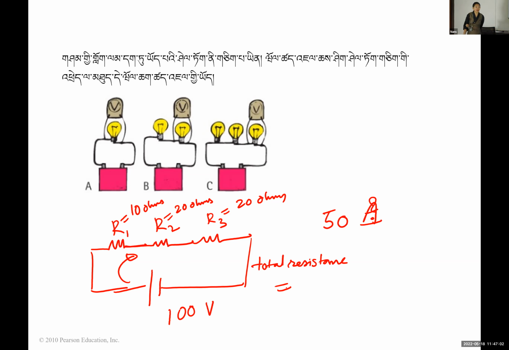50. Right. So total resistance is R1 plus R2 plus R3. You're simply adding them up. Okay. So then 10 plus 20 plus 20, which is 50 ohms.